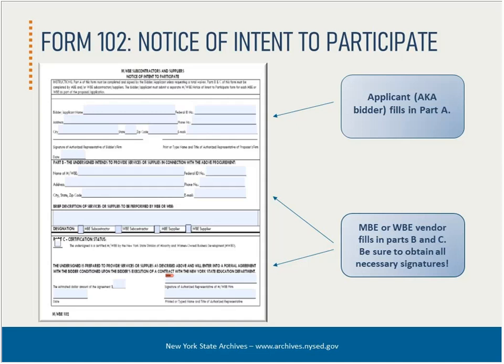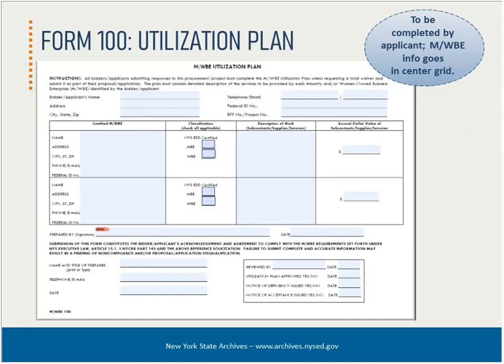In addition to the MWBE Form 102, for full and partial participation, you also need to submit Form 100, the utilization plan, which we'll look at in the next slide. The purpose of the utilization plan is to provide details on how you plan to utilize each MWBE certified vendor you plan on contracting with. Once again, you are the bidder or applicant, so be sure to complete any section that calls for information under those terms. As the applicant, it is your responsibility to complete the whole form.